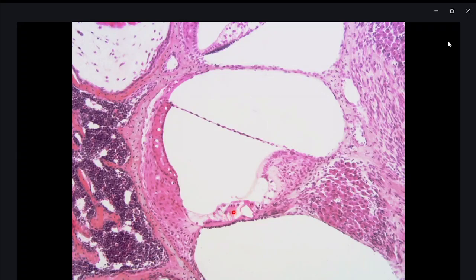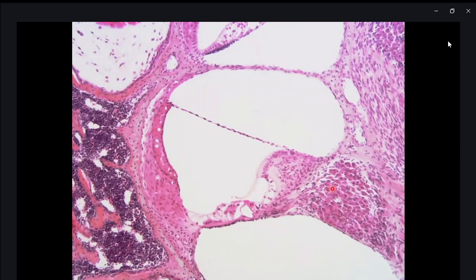These are supporting cells, sometimes referred to as Claudius, Hensen, and Boettcher cells. This is the stria vascularis. This is the spiral ligament. This one here is the spiral ganglion.